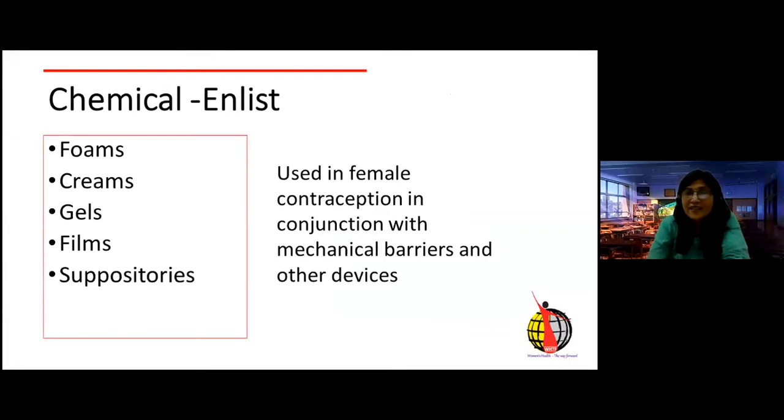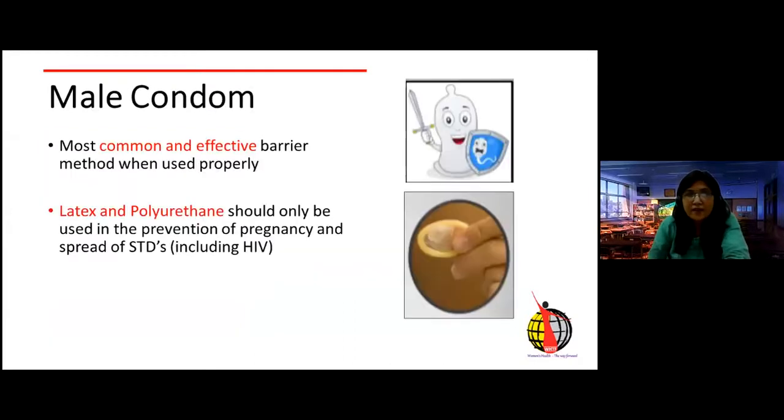So basically, we do not want to use any chemical barrier alone. Okay, so that is the key point you should keep in mind. Now, talking of the male condom, it is the commonest and most effective barrier, and it should be made up of latex or polyurethane to prevent pregnancy and STDs. So, if you want to prevent STDs, the material should be either latex or polyurethane.